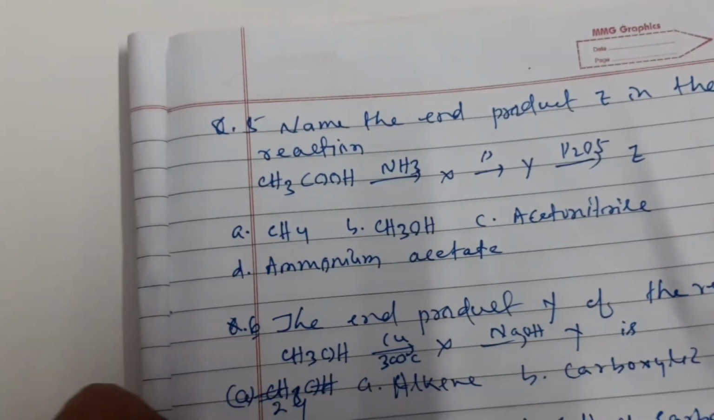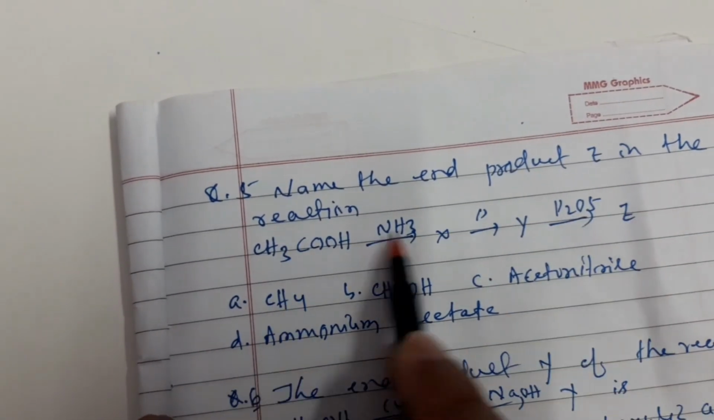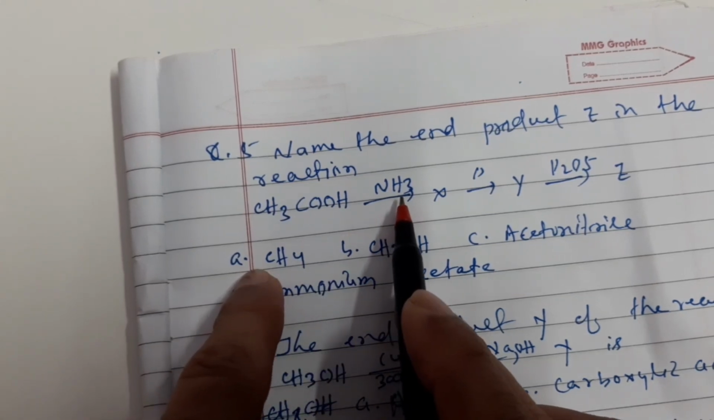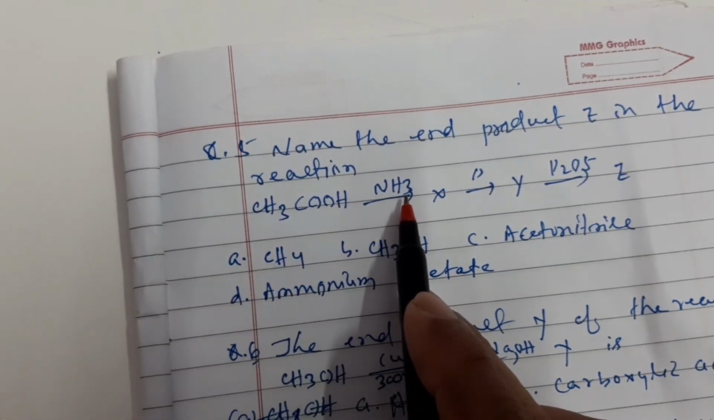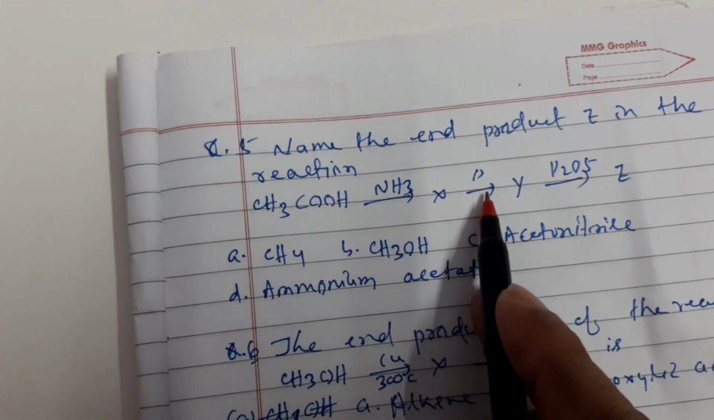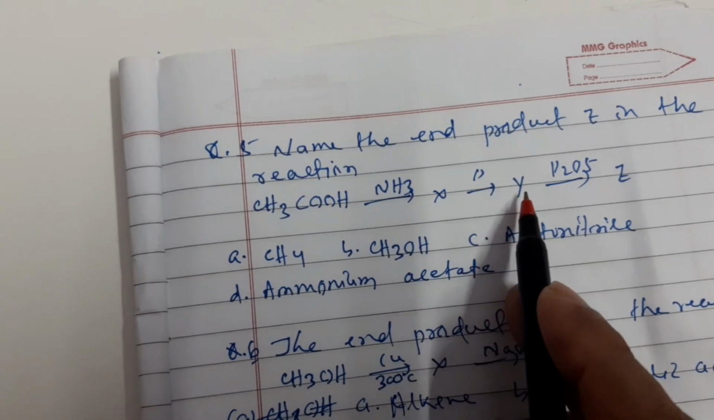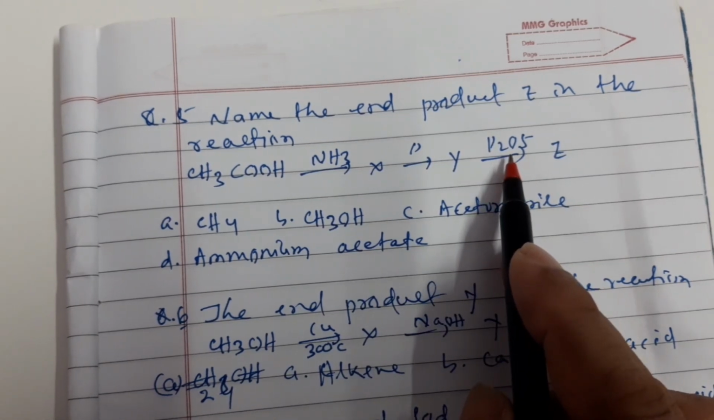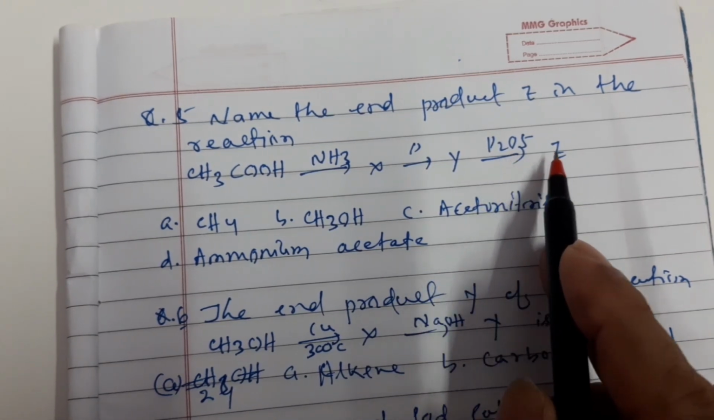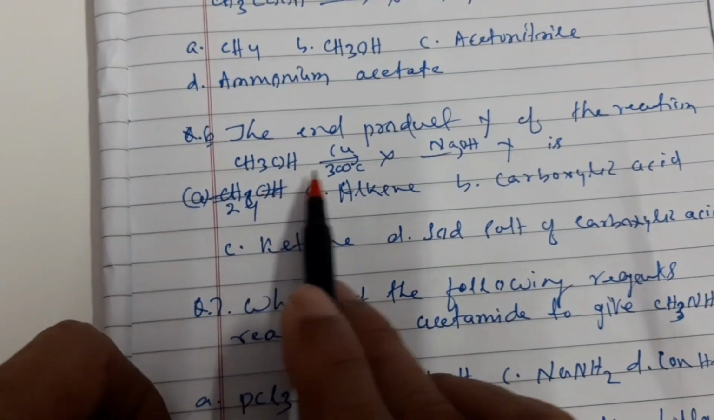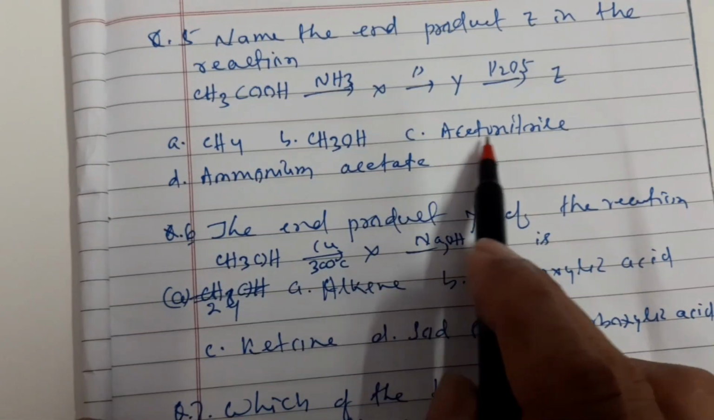Next question. Name the end product Z in the reaction. This is acetic acid. When acetic acid reacts with ammonia, you will get ammonium acetate. This ammonium acetate on heating, losing a water molecule, gives CH3CONH2. And this CH3CONH2 is treated with P2O5, which is also a dehydrating agent. You will get CH3CN, alkyl cyanide or methyl cyanide or nitrile. So choice C is the correct choice.